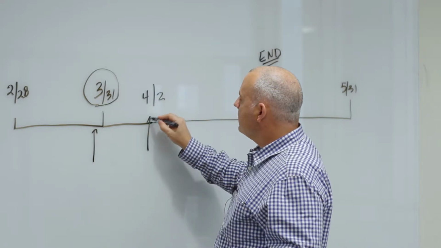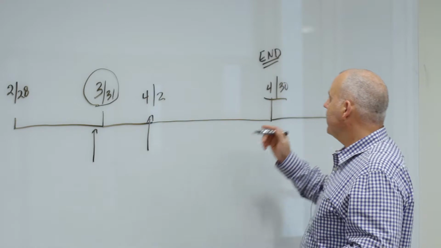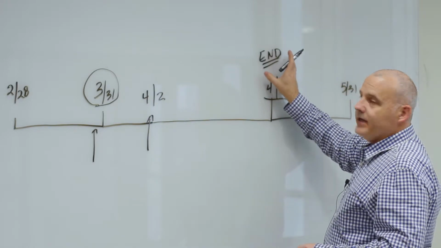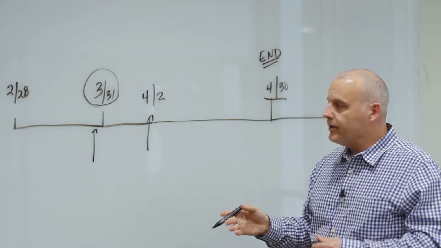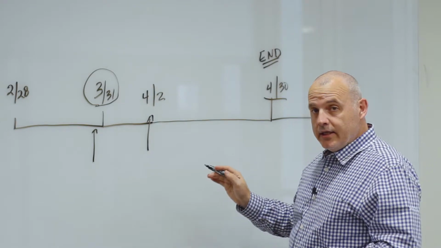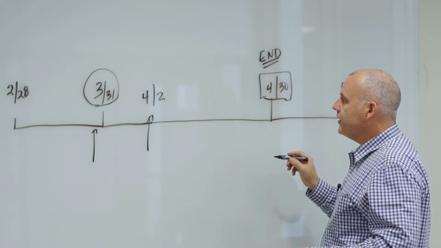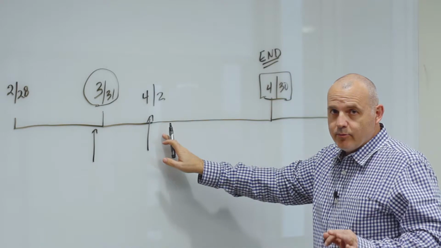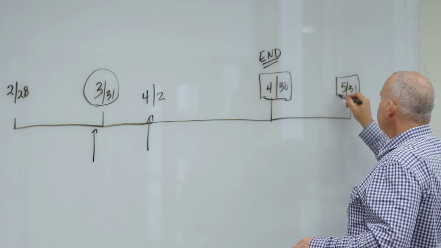The tenant waits till April 2nd to notify the landlord that they're going to be moving out. Well, it's not really a 30-day notice. It goes from period to period. So legally, even though the lease says that it ends on April 30th, because the notice wasn't given properly, the tenant is still responsible for rent.